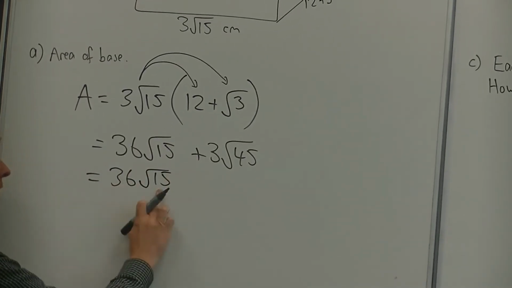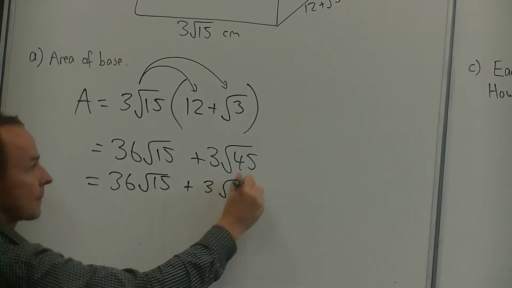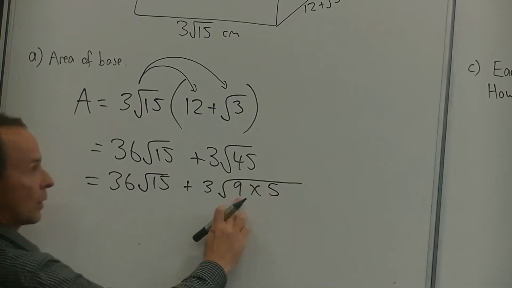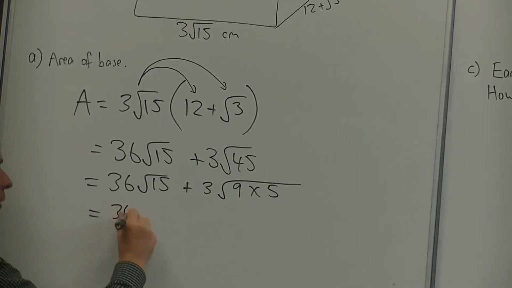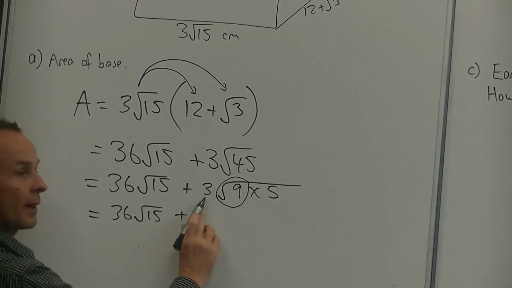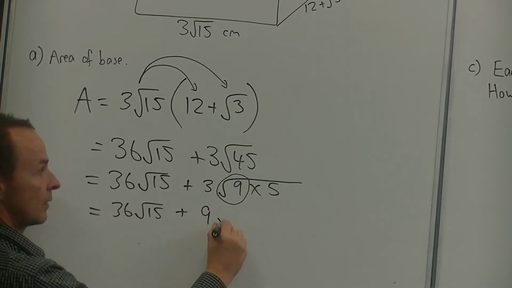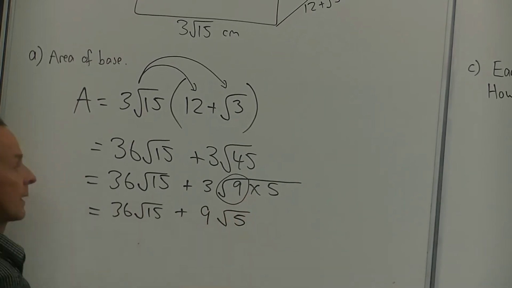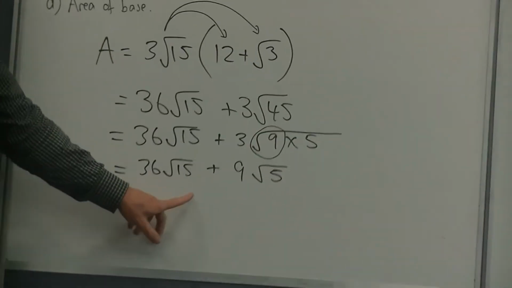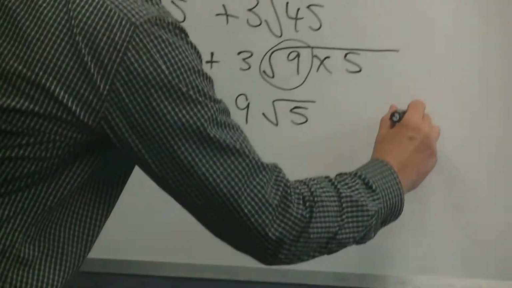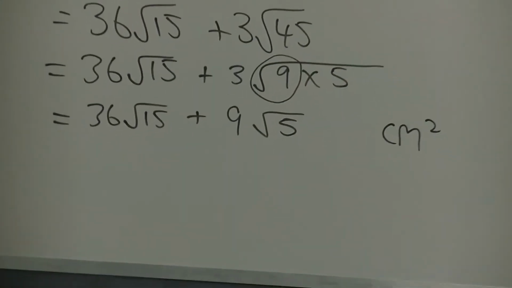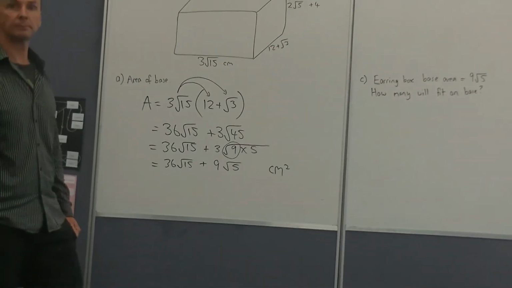So we've got 36 root 15 plus 3 root 45. 45 is 9 times 5. 9 is the square number, so that's why we can simplify that surd. So we've got 36 root 15 plus 3 root 9 root 5. We've got a 3 out the front, so 3 times 3 is 9. So we've got 9 root 5. And there's our answer, everyone. The area is 36 root 15 plus 9 root 5. And if you want to say centimetres squared, leave a gap just so it doesn't look like an arrow next to it. And that's our answer for that one.